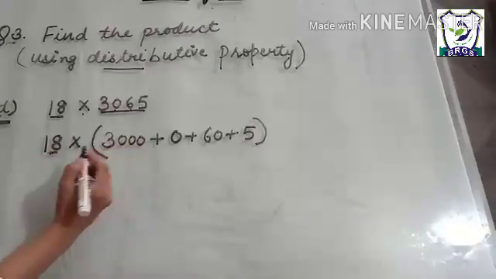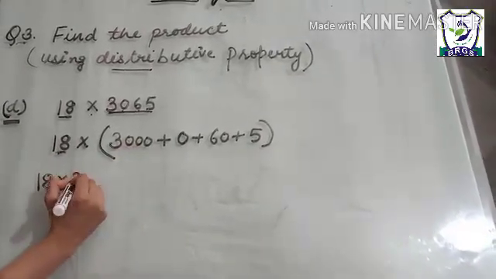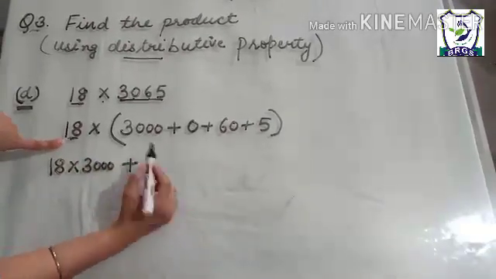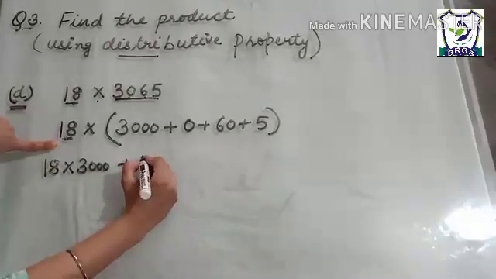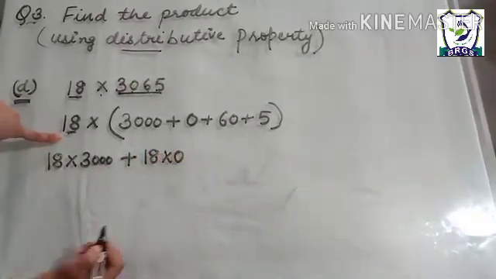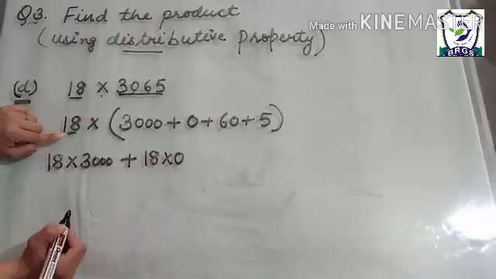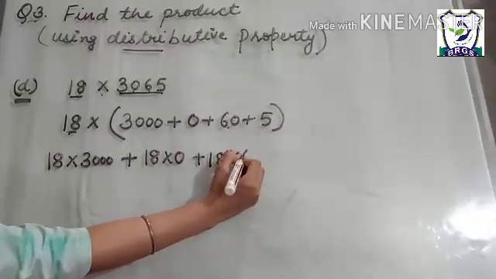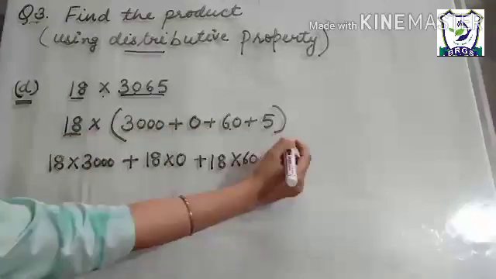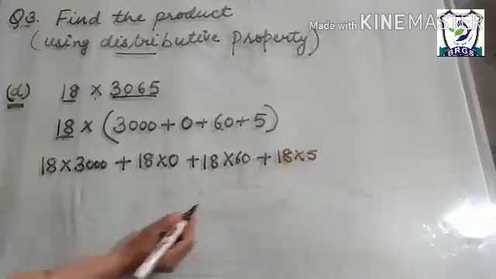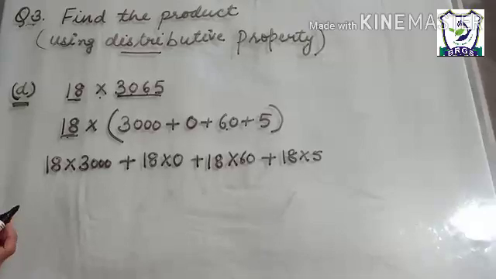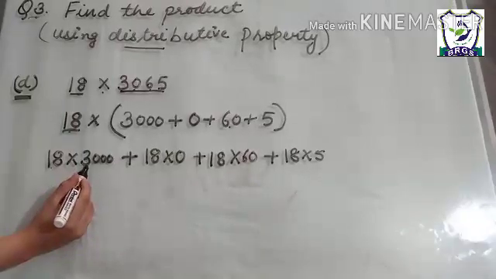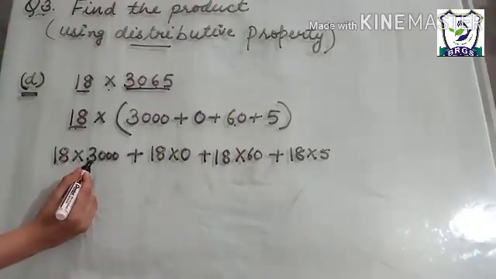Firstly we will do 18 multiply 3000, plus 18 multiply 0 will be 0. If you want to skip this step, there is no problem students. Okay, if you want to write it, you can write, because it does not affect our answer, because something multiply 0 will be 0. Plus, now 18 multiply 60, plus, now students 18 into 5. Now find the product of all of these. Firstly 18 multiply 3000. You know students, this is a multiple of 1000, like 2000, 3000. I have just discussed this with you in the second question.